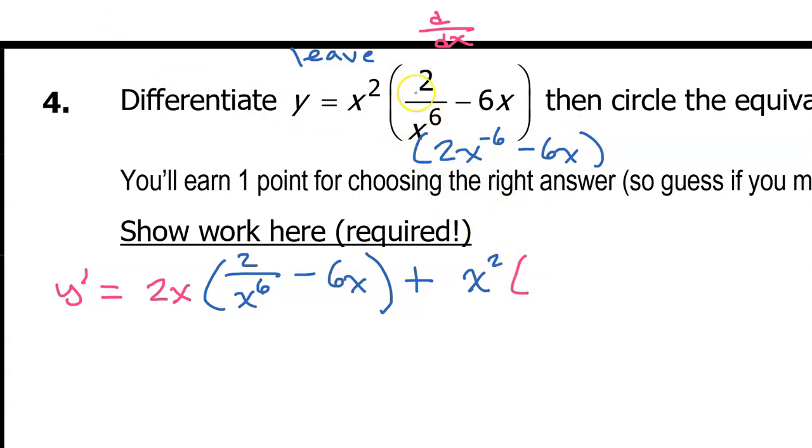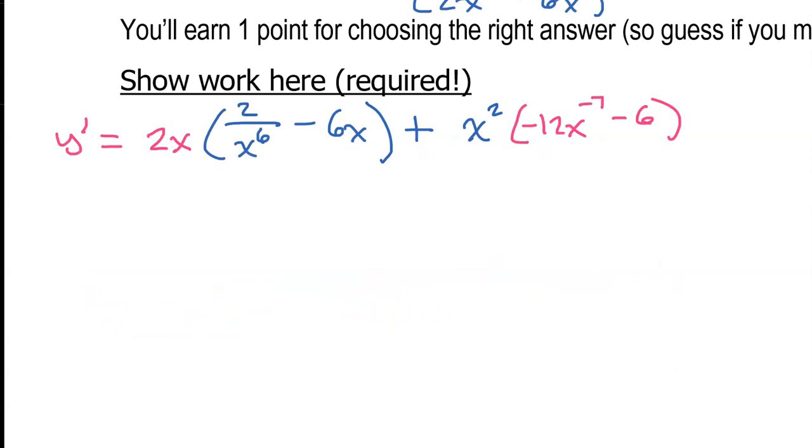So here I go taking the derivative of the second factor. Negative 6 times 2 is negative 12. X to the negative 7 power, have to reduce that by 1. The derivative of negative 6x is just negative 6. So that's it. This is the derivative.